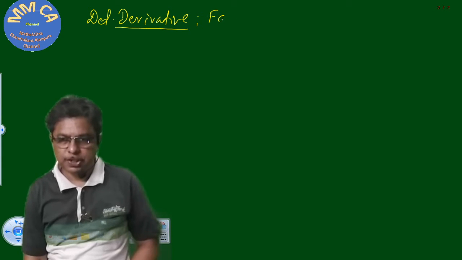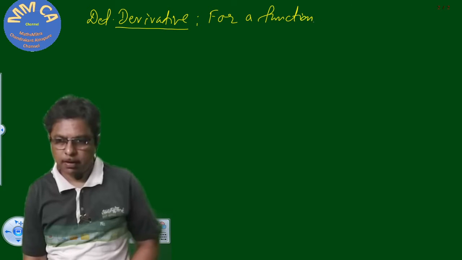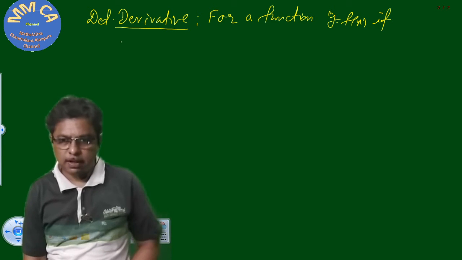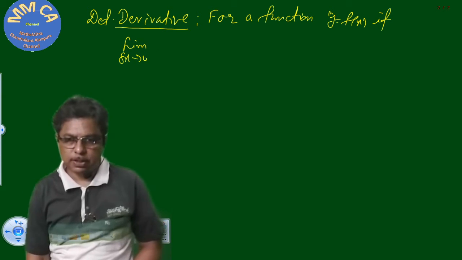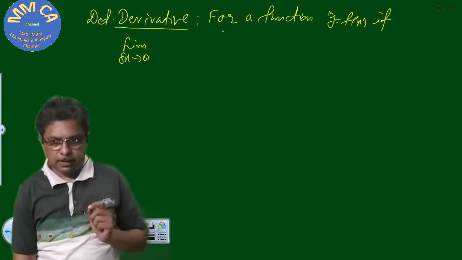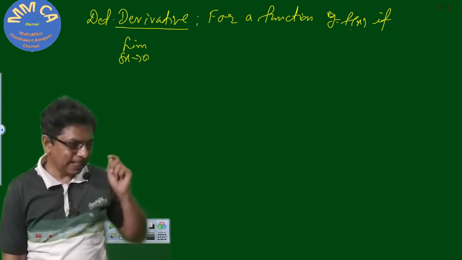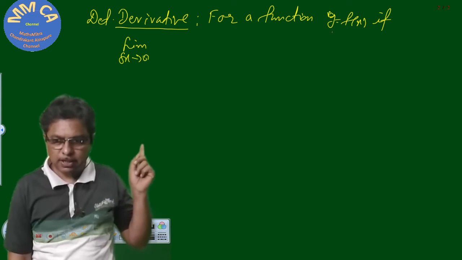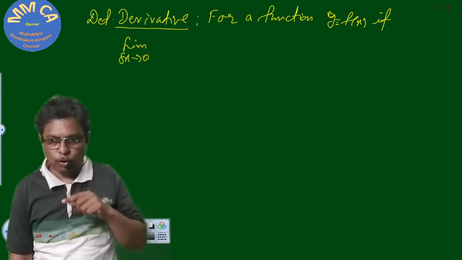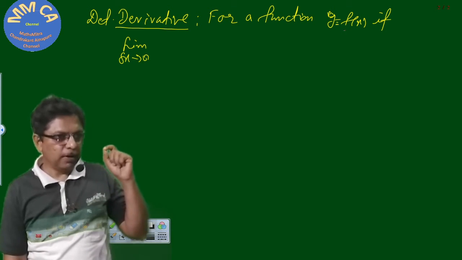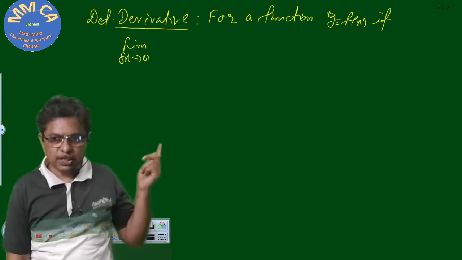For a function, if we consider any function y is equal to f of x, if we consider one limit here, limit delta x tends to 0. Now see, we are considering the term. Here it is y is equal to f of x. Whenever we consider a value of x in the domain, its corresponding value in the codomain is y.